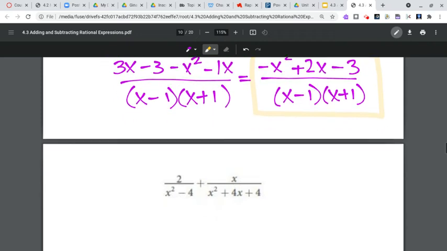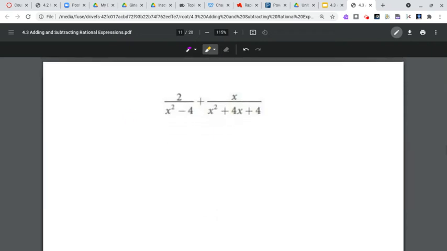Okay, next example. The first thing I'm going to do with this problem is factor both of my denominators. I want to factor both of my denominators so that I can determine what the least common denominator would be. So my left-hand denominator is a difference of two perfect squares, x plus 2 times x minus 2. My right-hand side denominator, two numbers that multiply to give us +4 and add to give us a b value of 4, would be x plus 2 times x plus 2.